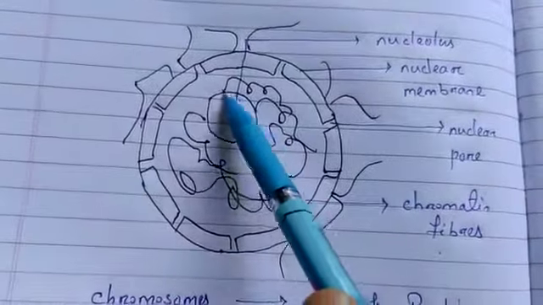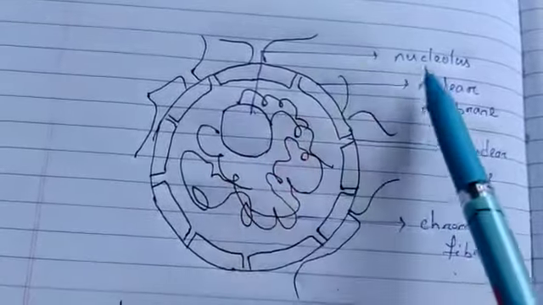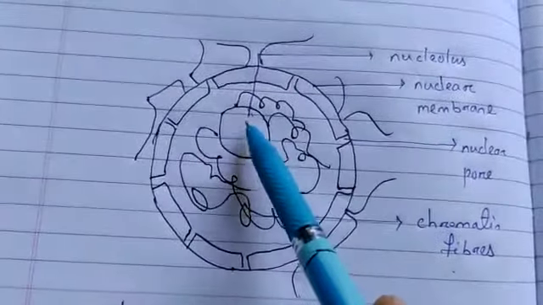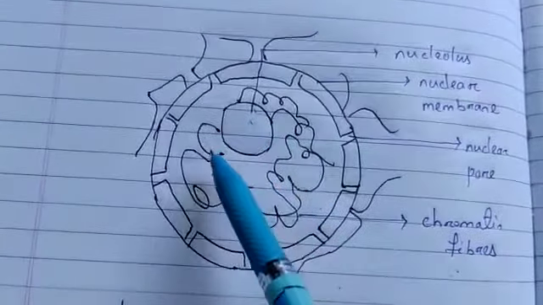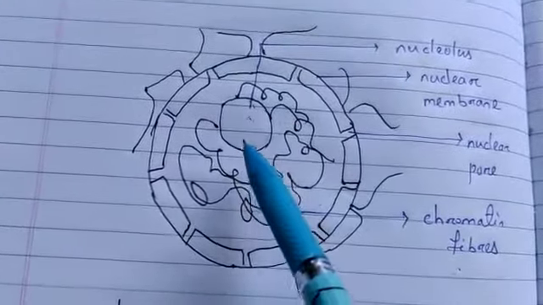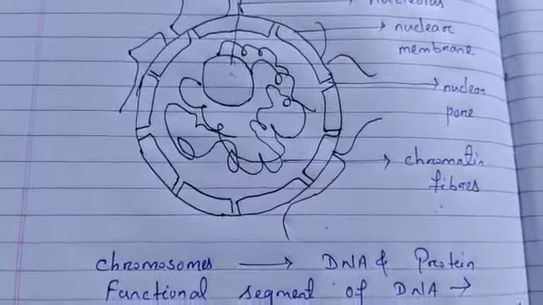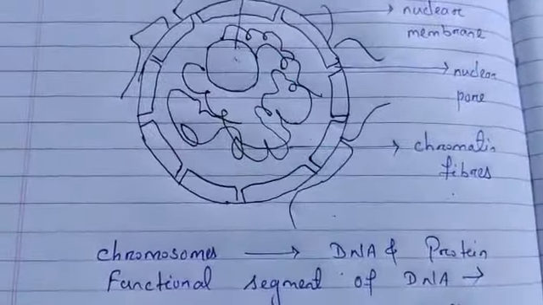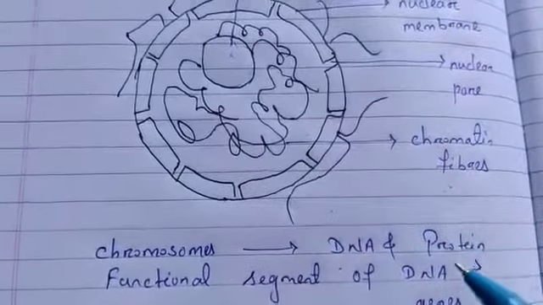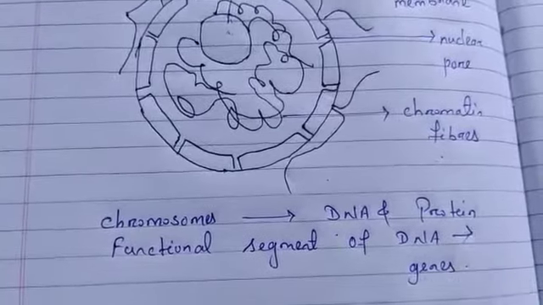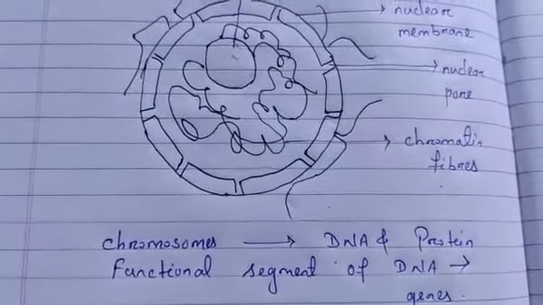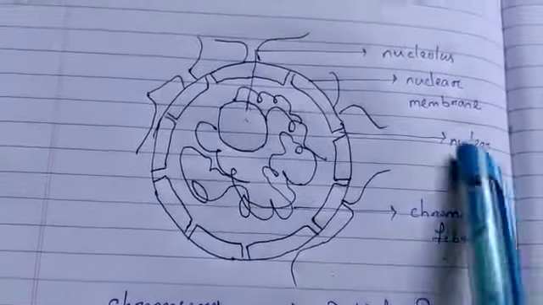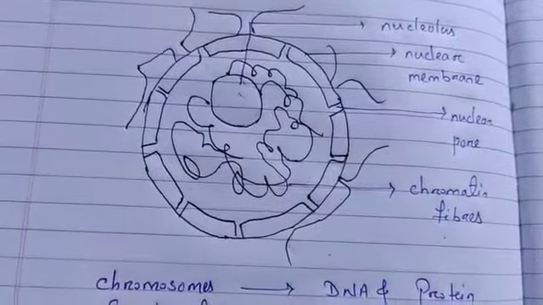Here you can also see one or more granule-like structures, called the nucleolus. It is the main site for protein synthesis, an important site where protein synthesis takes place. The chromosomes are made up of DNA and protein, where the functional segments of DNA are genes, which transfer the characteristics of a cell to the new cells formed during cell division. So the nucleus plays a central role in cell division or cellular reproduction.